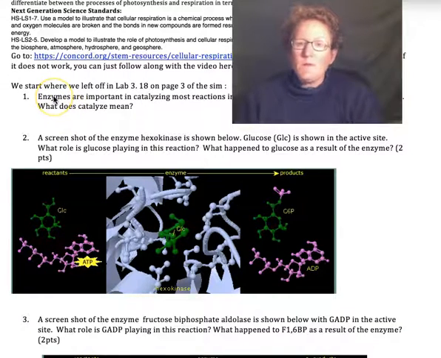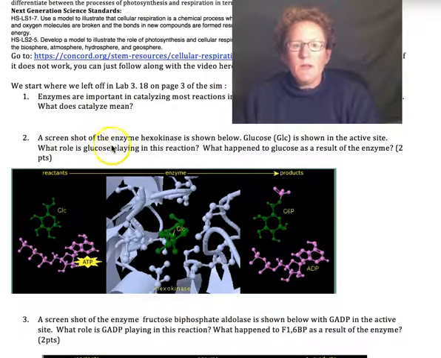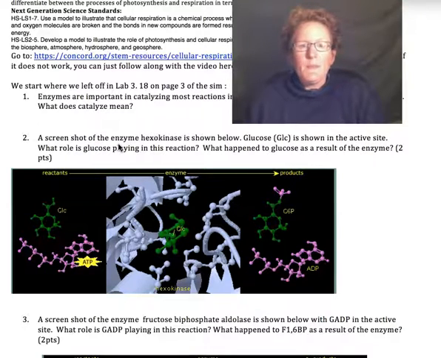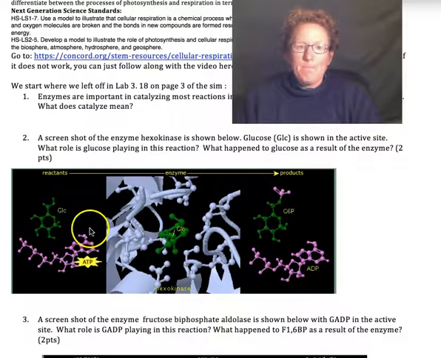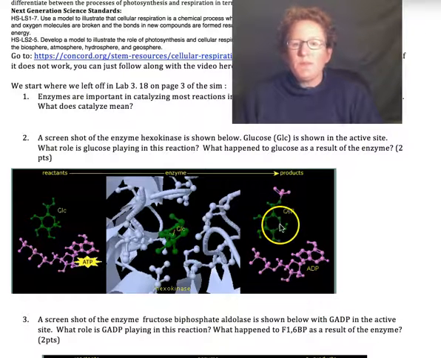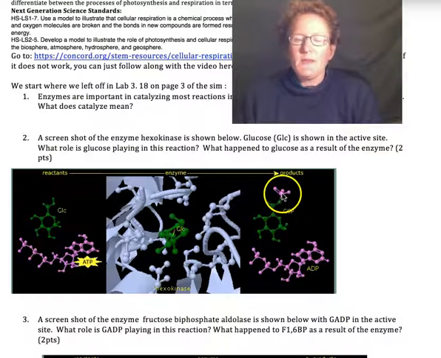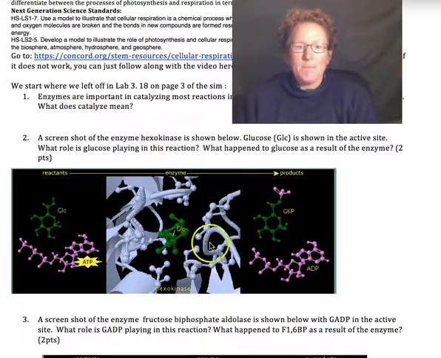So for number 1, we've talked a little bit about what catalyze means. For number 2, a screenshot of the enzyme hexokinase is shown below. We looked at that. What role is glucose playing in this reaction? I'll give you a hint. It's right here. What happened to glucose as a result of the enzyme? So here's glucose as a reactant, and here's glucose as a product. It's now G6P because it's gained a phosphate.